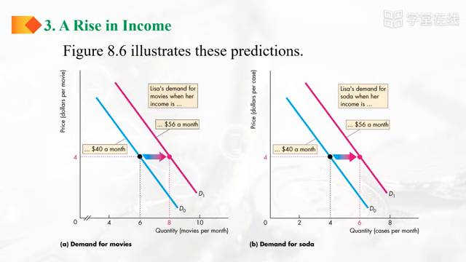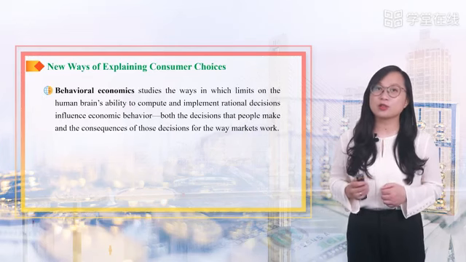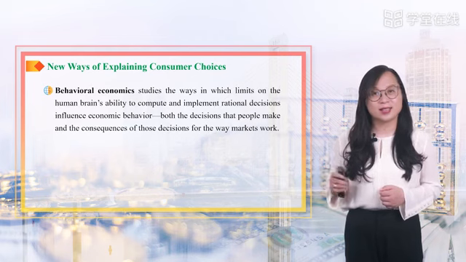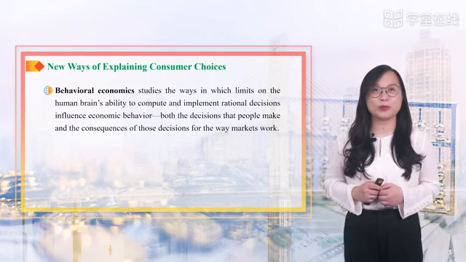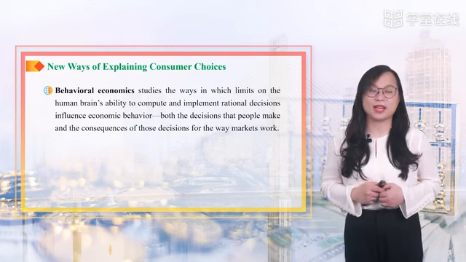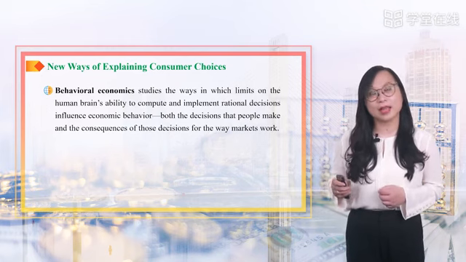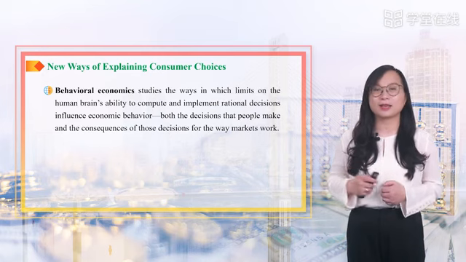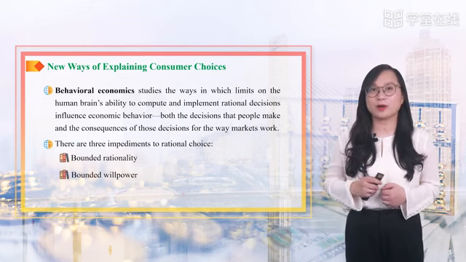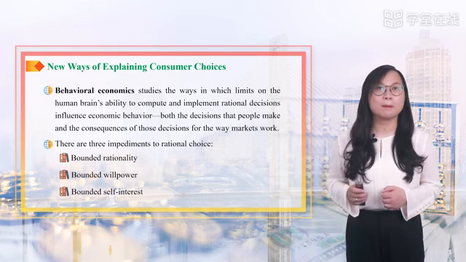Alright, until now we have learned in this chapter about consumers' possibilities, utility-maximizing choice, and using marginal utility theory to predict consumers' behavior. Then at last, let's talk about new ways of expanding consumer choices. The subject of behavioral economics studies the ways in which limits on the human brain's ability to compute and implement rational decisions influence economic behavior, both the decisions that people make and the consequences of those decisions for the way markets work. There are three impediments to rational choice: bounded rationality, bounded willpower, and bounded self-interest.